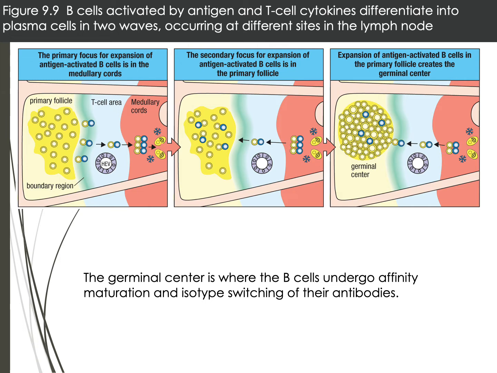And it's in the germinal center where the B cell can undergo affinity maturation, somatic hypermutations, and also class switching or isotype switching of their antibodies. So the fine-tuning and improving of the antibody is going to happen in that germinal center.